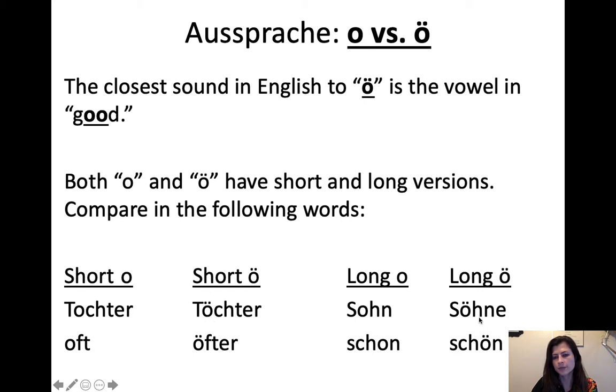And then the long Ö is very similar to the short one, just pronounced longer. And that H indicates a long one. And also, if you just have one consonant after a vowel, that indicates a long vowel, as opposed to a short vowel, which will typically have two consonants following it. Okay, so Söhne, schön. So you hear the difference between Sohn and Söhne.